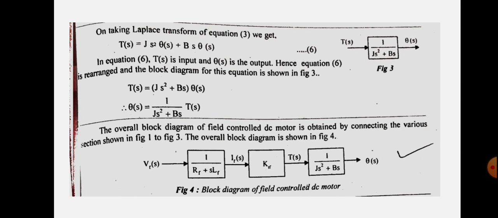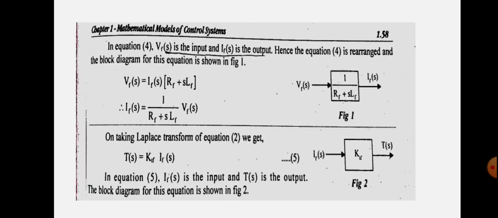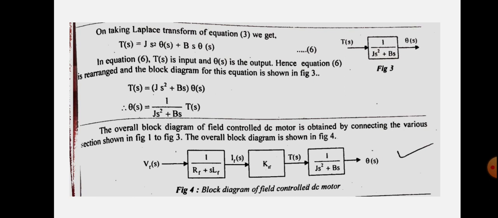We draw the input and output, and the block will contain the gain 1 by Js square plus Bs. So we have figure 1, figure 2 and figure 3, and these three are represented by input and output shown in the block diagram. We can combine these three blocks. In the first block, Vf of S is input and If of S is output. In the second block, If of S is input, that means the output from the first block goes to the second block, and the output is T of S. In the third block, T of S is input, that means the output from the second block comes to block 3, and finally the output is theta of S. So the overall block diagram can be obtained by connecting the various sections in series.